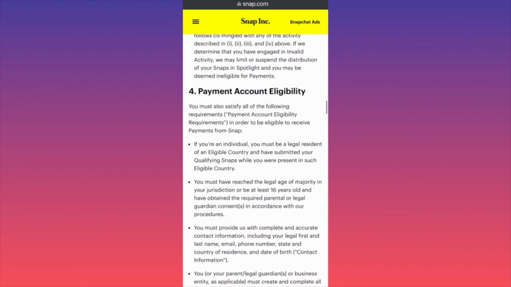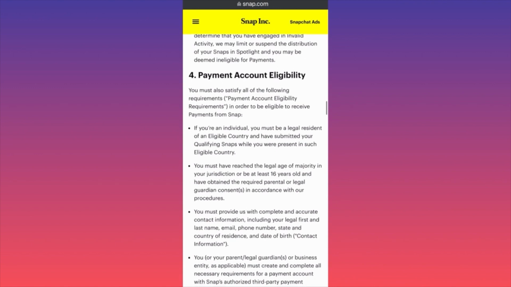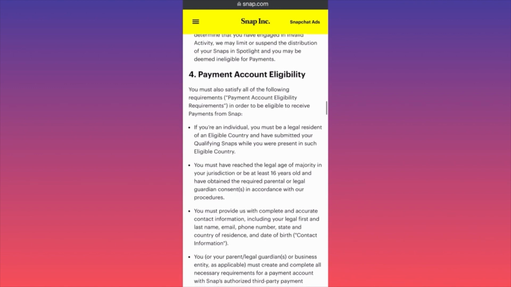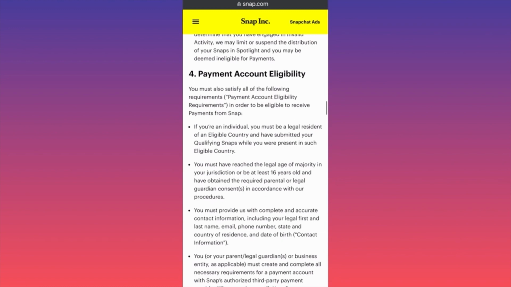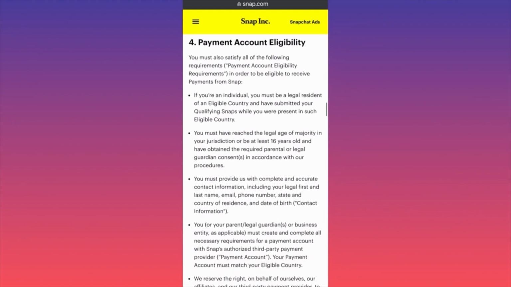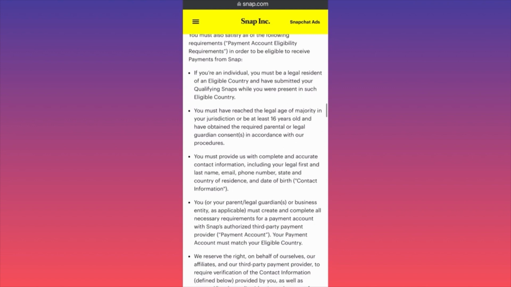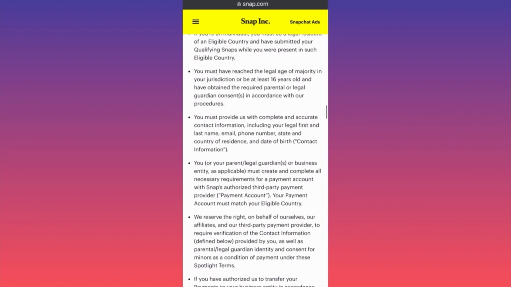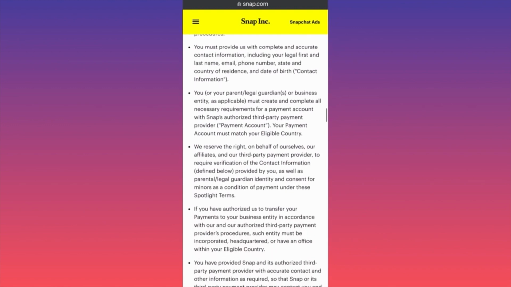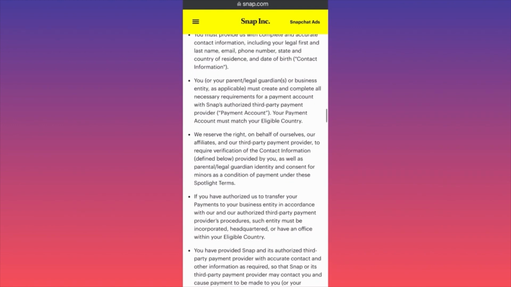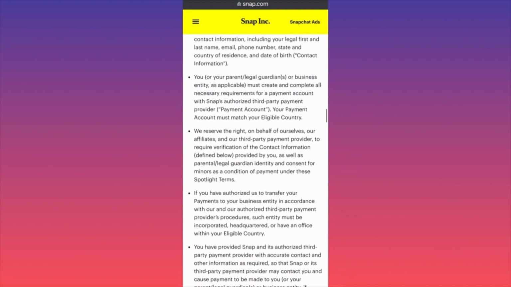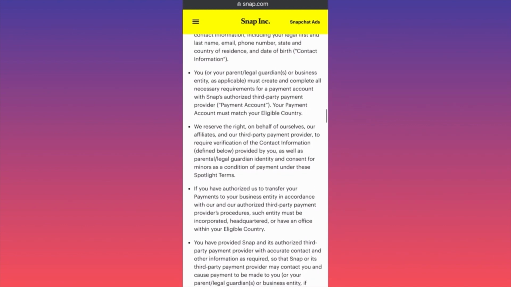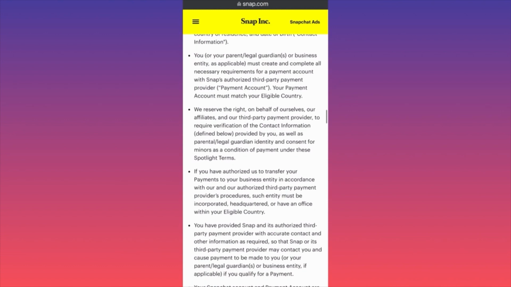So, first of all, if you're an individual, you must be a legal resident of an eligible country, okay, to have submitted qualified snaps. You must have reached the legal age, at least 16. You must provide us with complete and accurate contact information, including legal first and last name, email, phone number. Okay, you or your business entity, as applicable, must create and complete all necessary requirements for payment accounts. We reserve the right, on behalf of ourselves, our affiliates, and our third-party payment providers, to require verification of the information.